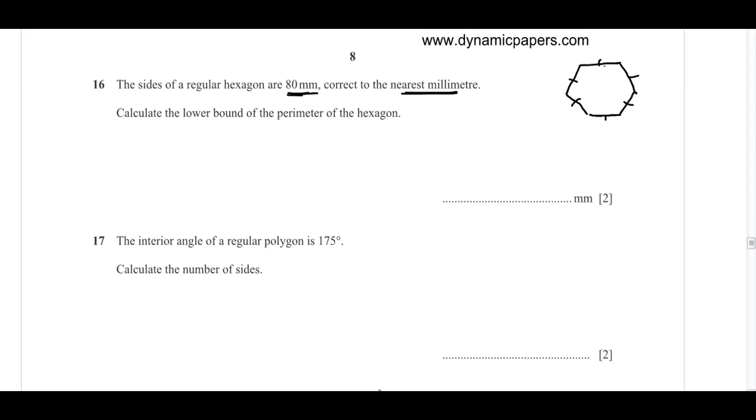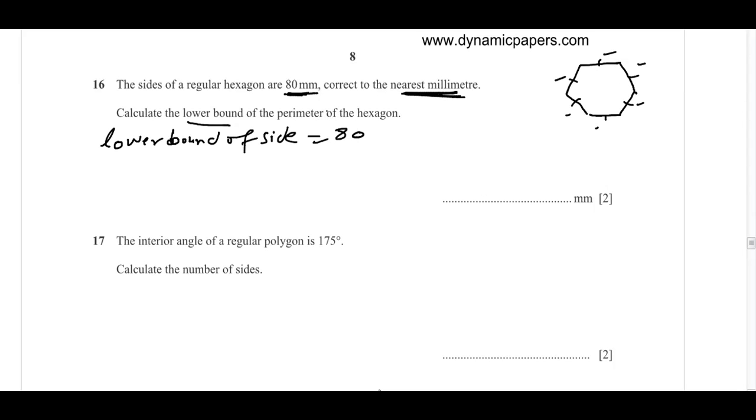Okay. If you have to find the perimeter, what do you need? 1, 2, 3, 4, 5, 6. So multiply with 6. So first, as we are looking for the lower bound of the perimeter, you need the lower bound of each side. So this is the side of the hexagon, 80 millimeter. Now what will be the lower bound of the sides? The side is 80 millimeter, half the degree of accuracy.